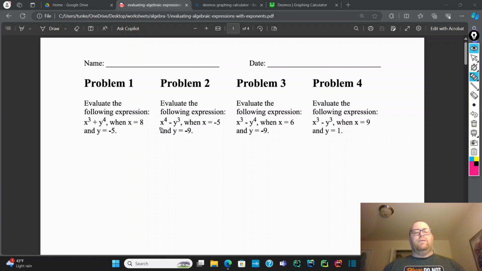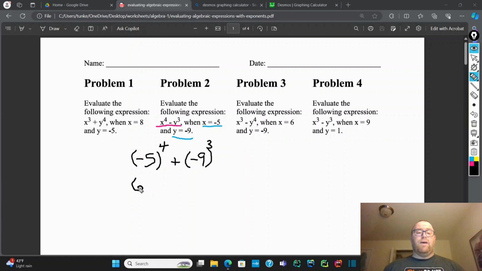Now we've got this expression, x to the fourth minus y cubed. Okay, so x to the fourth, well, x is negative 5, y is negative 9. So we have negative 5 to the fourth power plus negative 9 cubed. Okay, so from the previous problem, we knew that negative 5 to the fourth power is a positive 625.